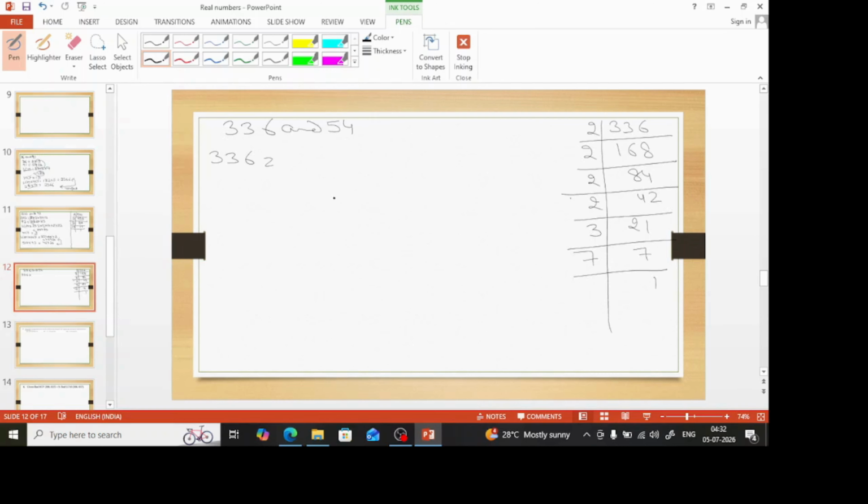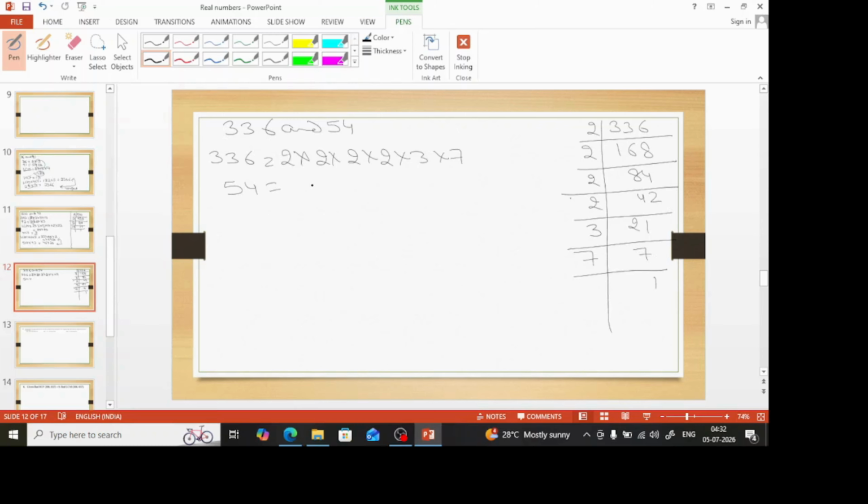So here we will write, just see this question very carefully. 2 into 2 into 2 into 2. 2 is coming 4 times. 3 into 7. Okay. Now let's come to the second number.